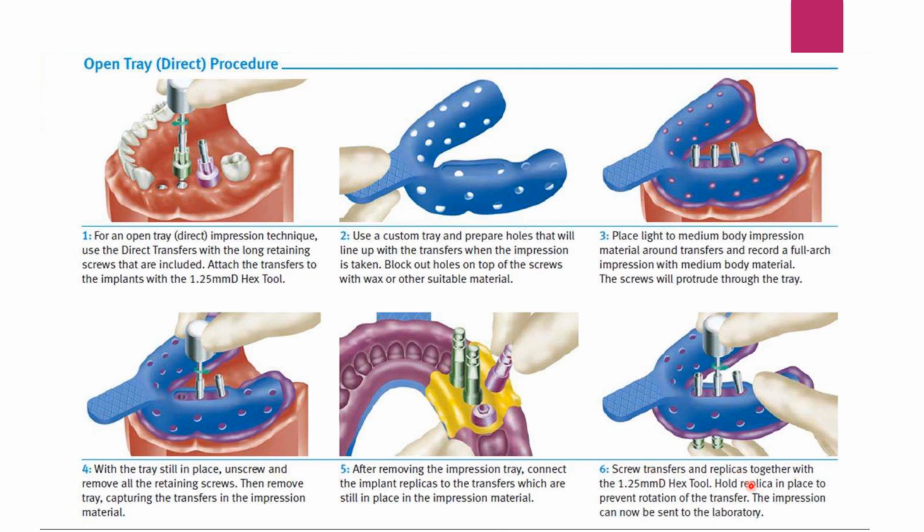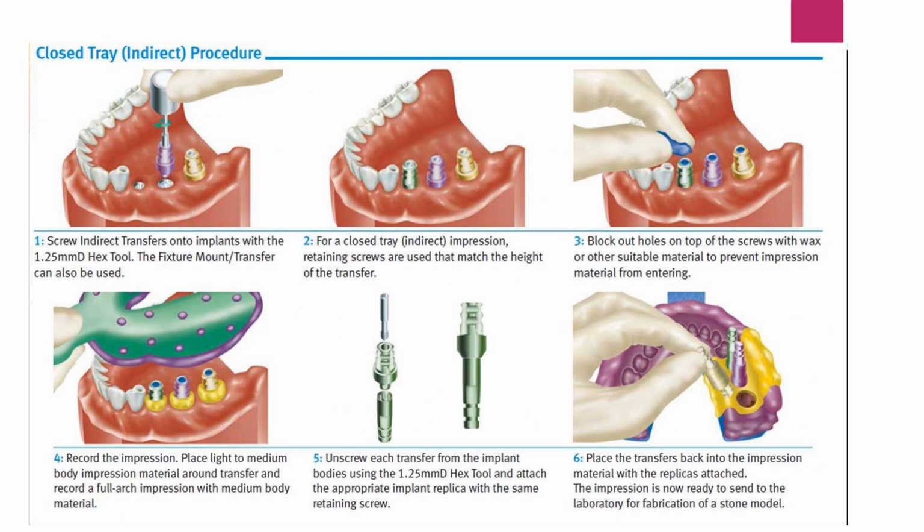Okay. So screw the transfers and the replicas together with the hex tool and hold the replica in place to prevent any rotation of the transfer. The impression can now be sent to the lab. Okay, all right. So this is how the impression is going to look, and it can be sent to the lab. All right.